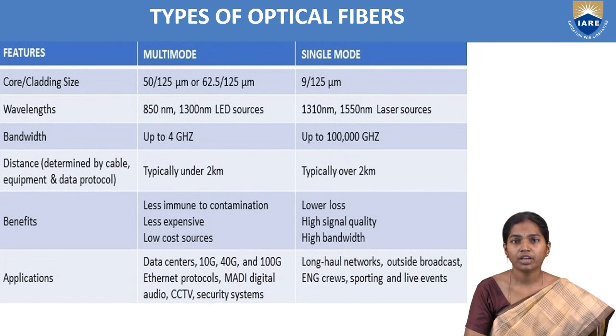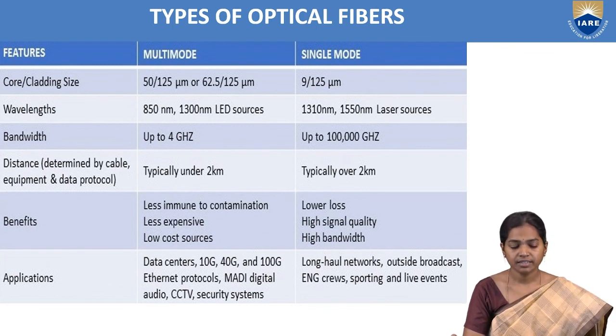Here in single mode we are using laser. Laser has only one wavelength, it is straight line transmission. With LED, the signal is in the form of pulses, 0 and 1, and we are using it in multimode. The bandwidth of multimode is up to 4 gigahertz, and in single mode it is 1 lakh gigahertz. The distance is determined by cable equipment and data protocol, typically under 2 kilometers for multimode, and single mode typically over 2 kilometers.